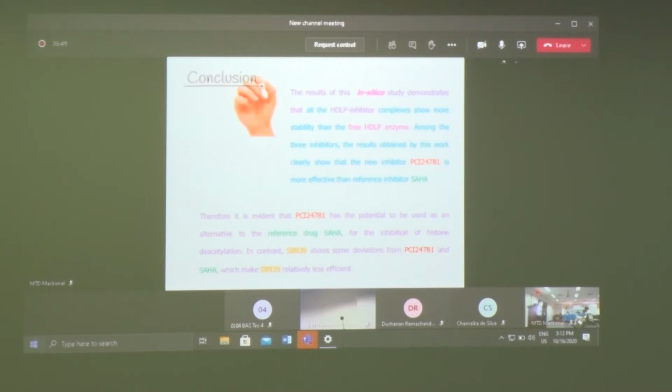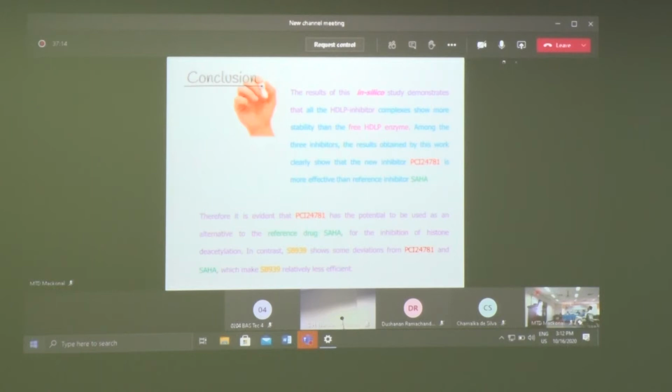In contrast, ASP939 shows some limitations, meaning it has slightly larger RMSD than the others, and the number of hydrogen bonds was less. Such variations from BCA24781 and SAMA make ASP939 very less efficient.